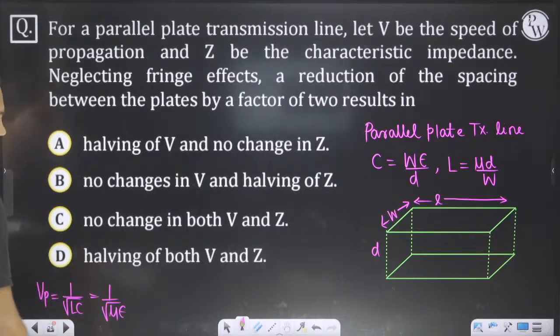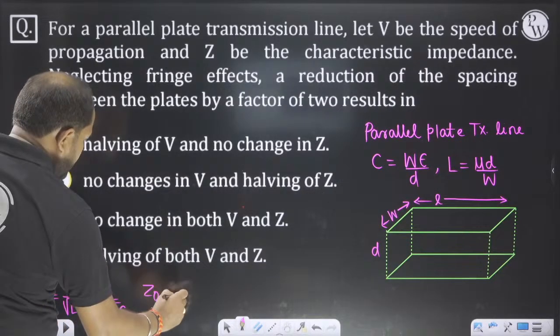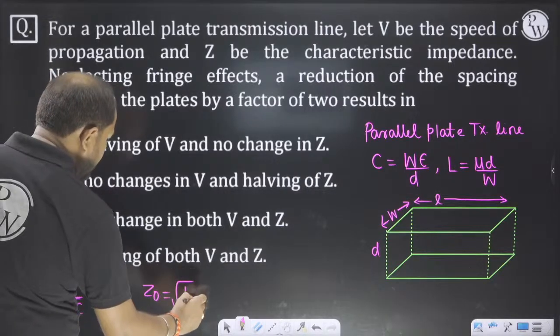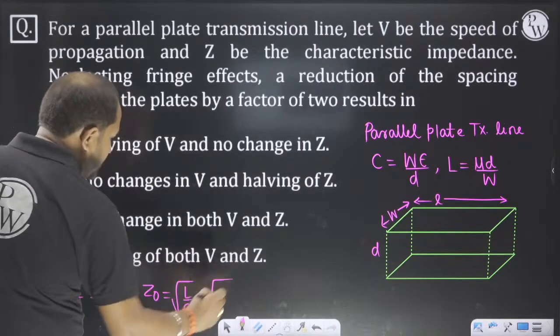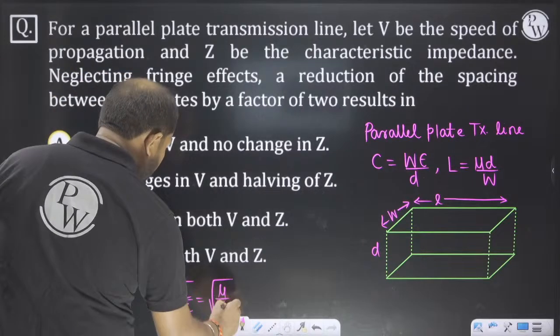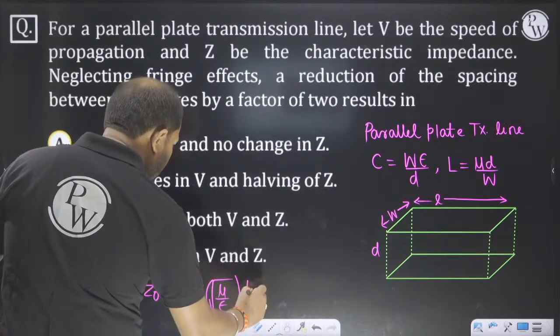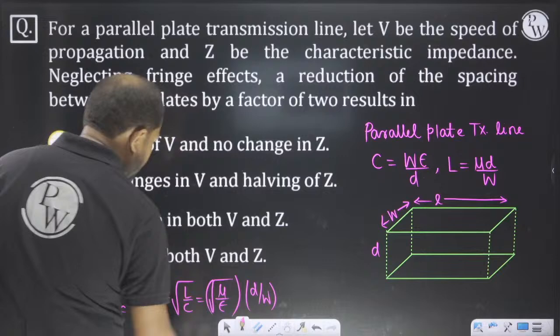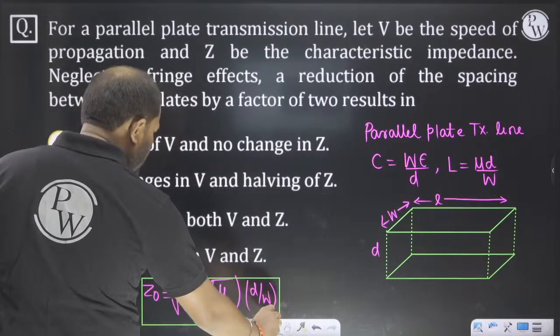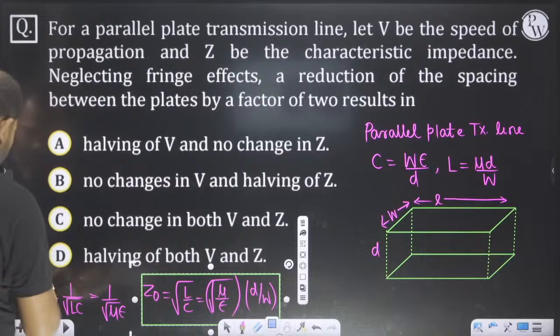Okay. Then for Z naught, it will be under root L by C. So L by C will be mu by epsilon times D by W. So this is the formula for Z naught, and this is the formula for Vp.